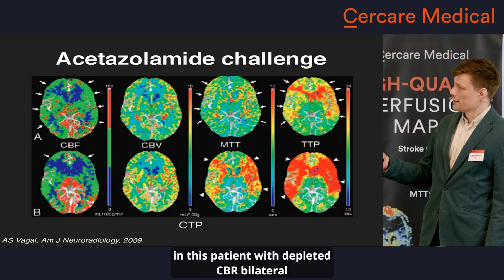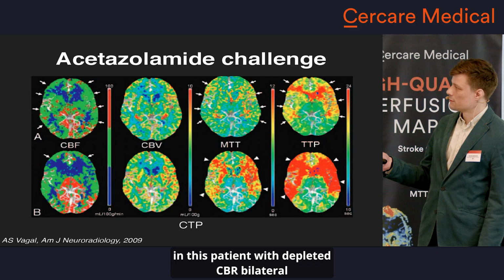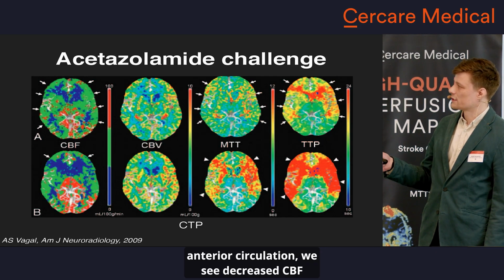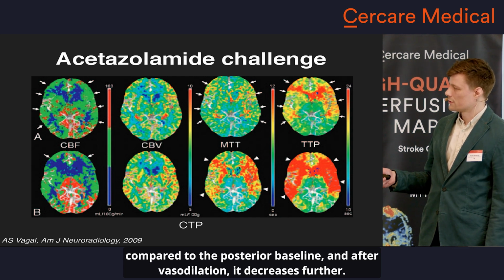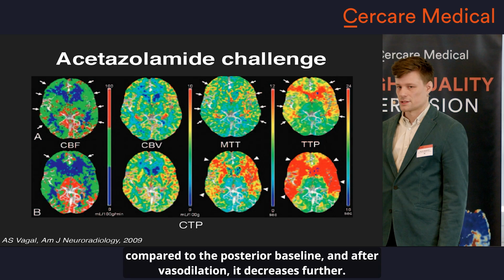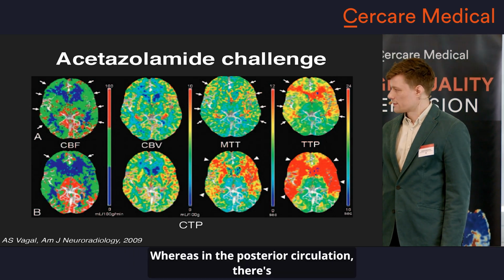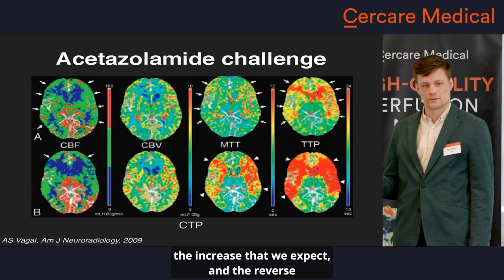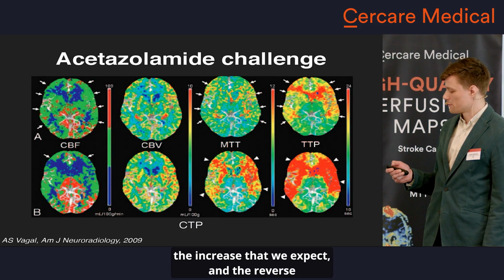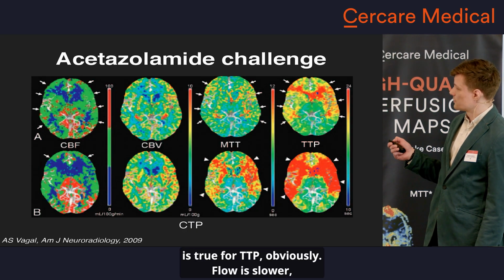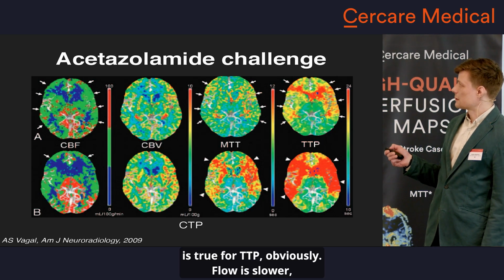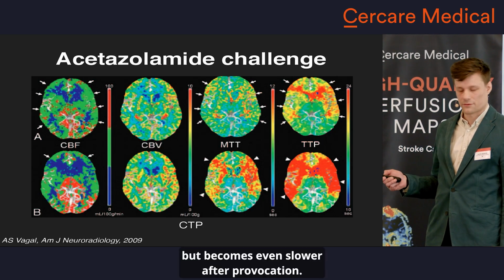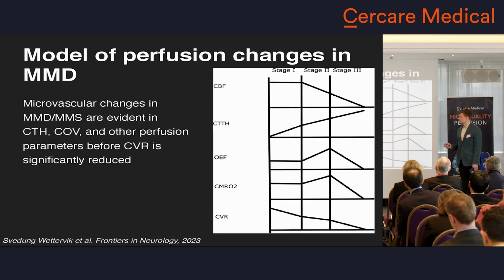So in this patient with depleted CVR, bilateral anterior circulation, we see decreased CBF compared to the posterior at baseline, and after vasodilation it decreases further, whereas in the posterior circulation there's the increase that we expect. And the reverse is true for TTP, obviously. Flow is slower, but becomes even slower after provocation.